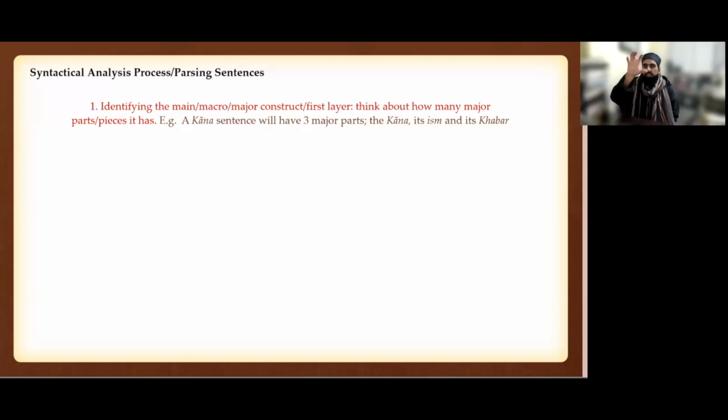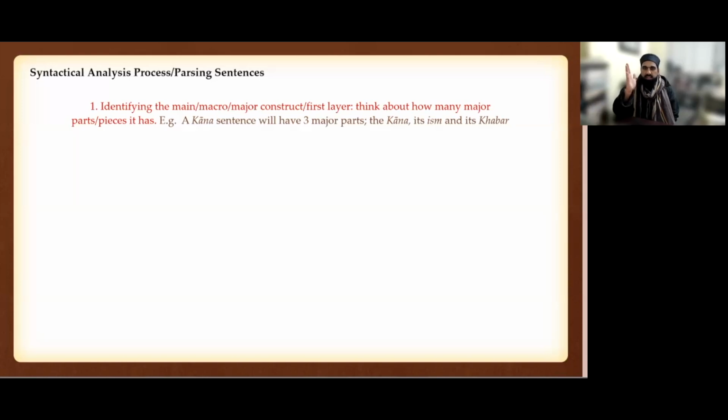The reason why you do that is because right from the beginning, you want to be clear about what you're dealing with. So if you're dealing with a jumla ismiya, you know that by the end of your analysis, you essentially want two things: the mubtada and the khabar. It kind of just breaks it down. So rather than looking at the size of the sentence and saying, oh my God, that's massive, where do I start with this? Just think about what type of construct it is.